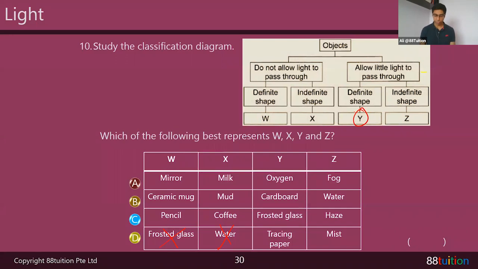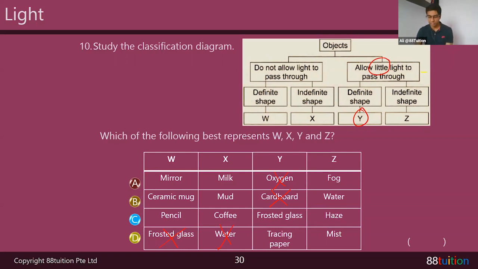Y must allow light to pass through. Cardboard doesn't allow. Frosted glass allows. Tracing paper allows little light. Oh, little light. So both of these can. Oxygen allows all the light. So cannot, because it allows all light. So cannot. Understand? Because we're talking about little light. So it must be translucent.